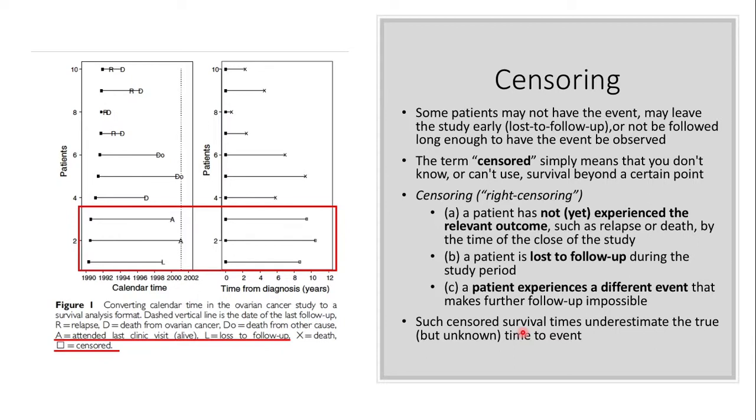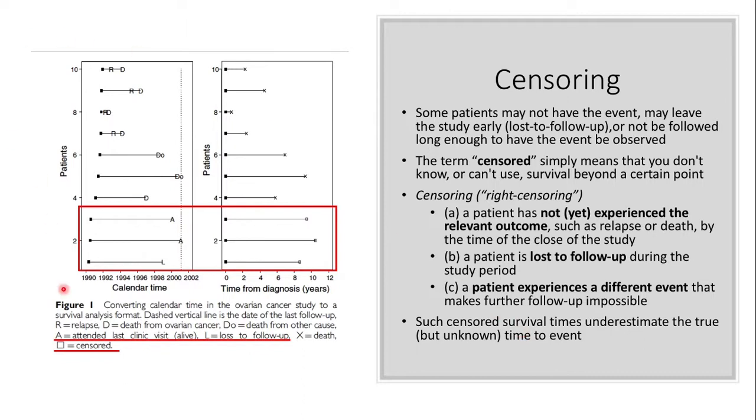And censoring just simply means you don't know or you can't use their survival beyond a certain point. It's also referred to as right censoring. And the three different types of right censoring are what I've already mentioned. One is the patient has not yet experienced the relevant event before the close of the study. The patient is lost to follow-up, or the patient experiences a different event that makes further follow-up impossible. Probably, censored survival times underestimate the true time to the event.